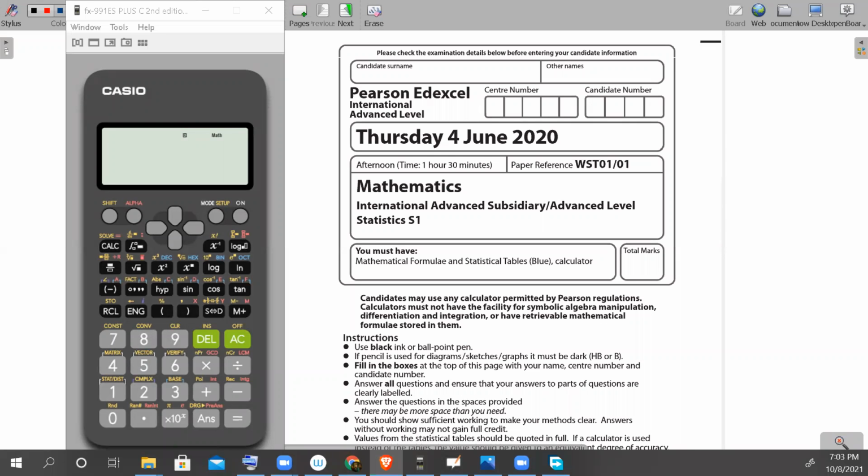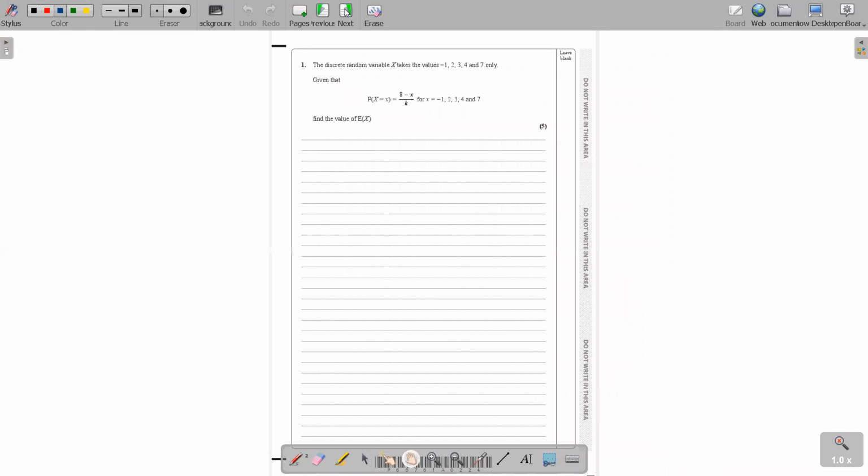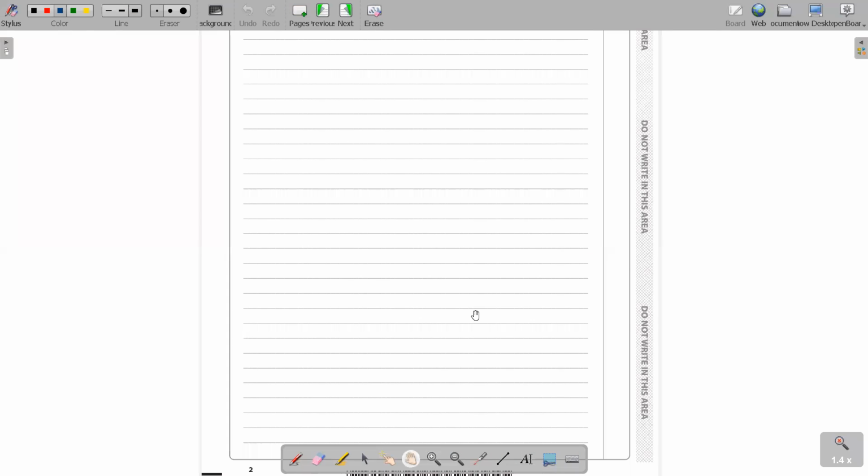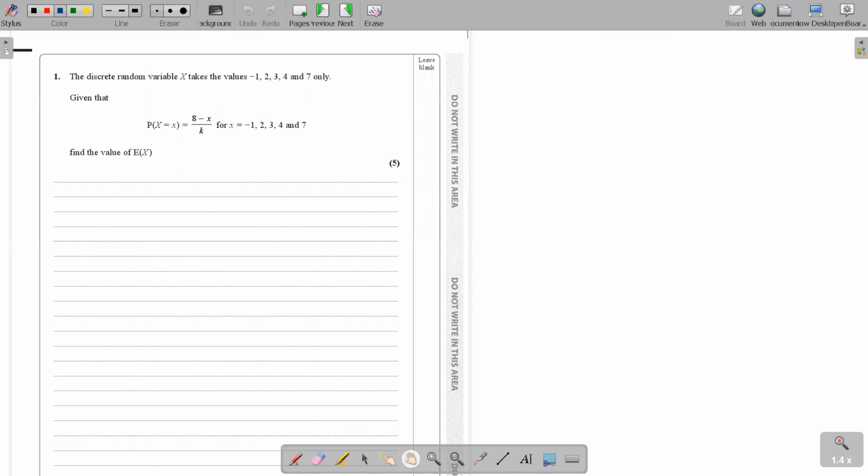Okay, so we are going to discuss the June 2020, the October 2020 paper. We'll start with the first question, first read. The discrete random variable x takes the values -1, 2, 3, 4, and 7 only. So they have said here it is a discrete random variable, which means your x values are only supposed to take these values.